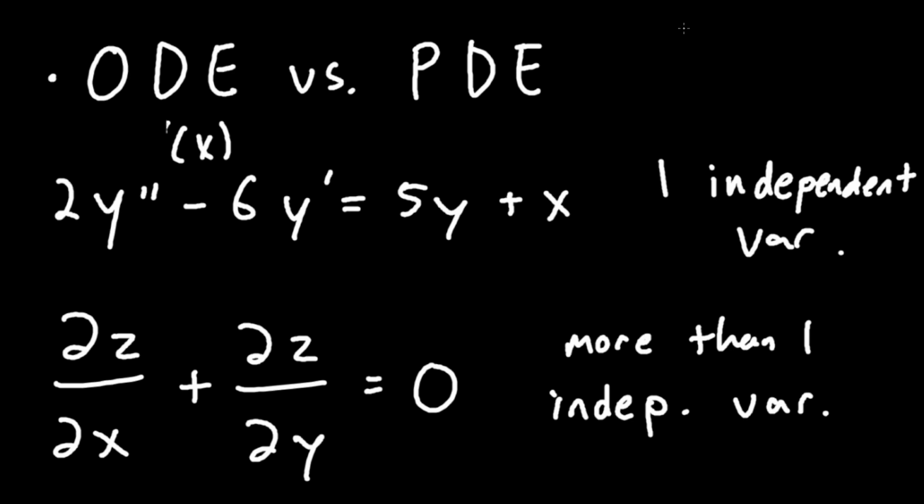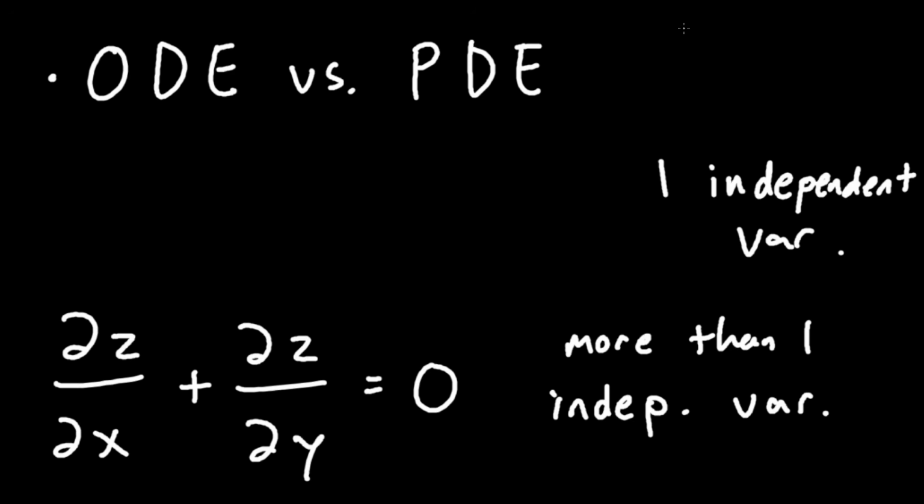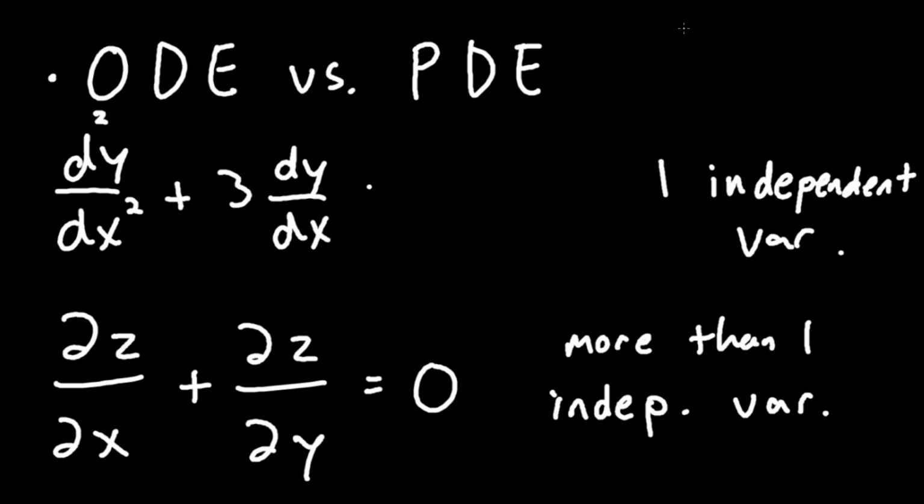Now, if you don't see this little prime symbol here, right? If you have Leibniz notation, for example, dy over dx squared right here plus 3 dy over dx maybe is equal to x minus 2. This is an example here. In this case, you only have one independent variable, right? You have x on both the denominators in Leibniz notation, and both of them are the same variable. X is the same variable, and y is the same variable on top. This is an ordinary differential equation.